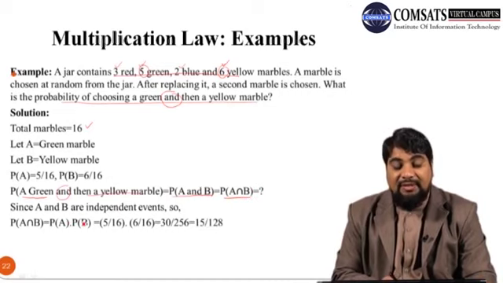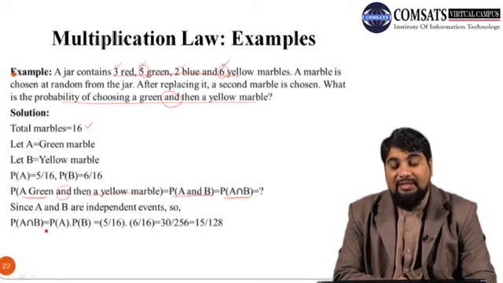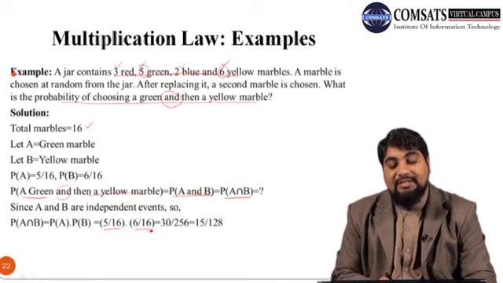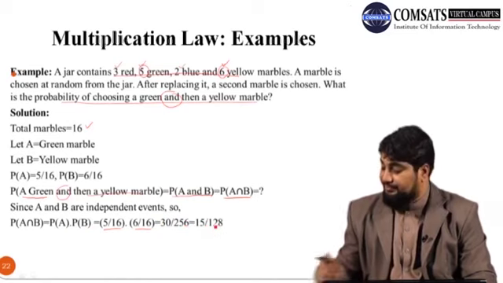Since they are independent, P of A intersection B is P of A times P of B. So 5/16 times 6/16, so it is 30/256 or 15/128.